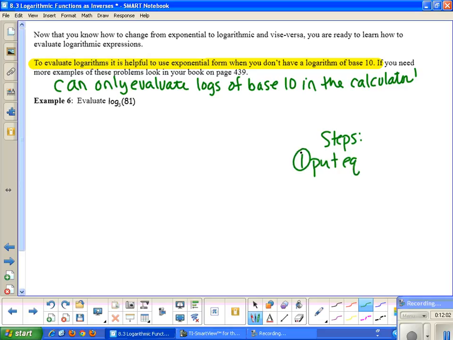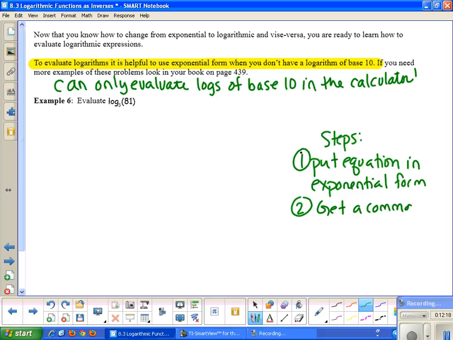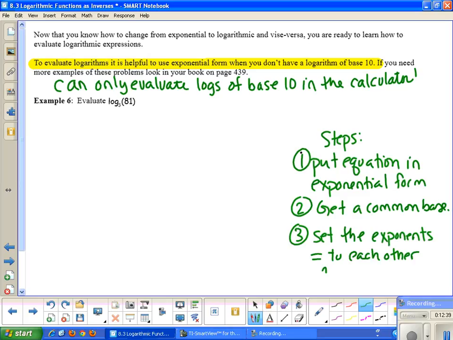Put the equation in exponential form. And then the second step is going to be get a common base. And the third step is going to be set the exponents equal to each other and solve.